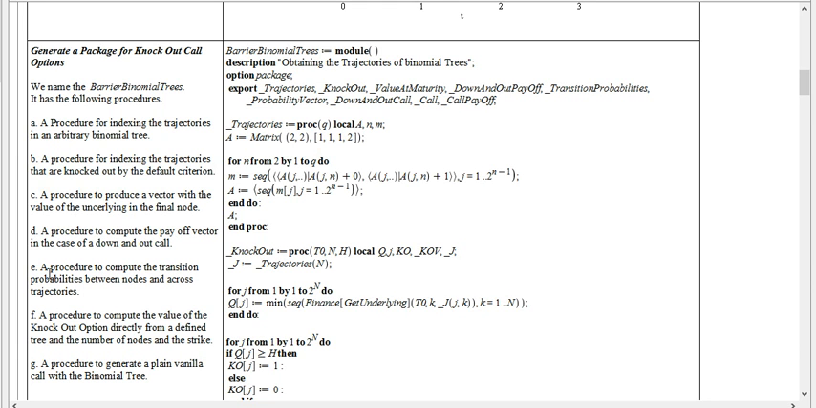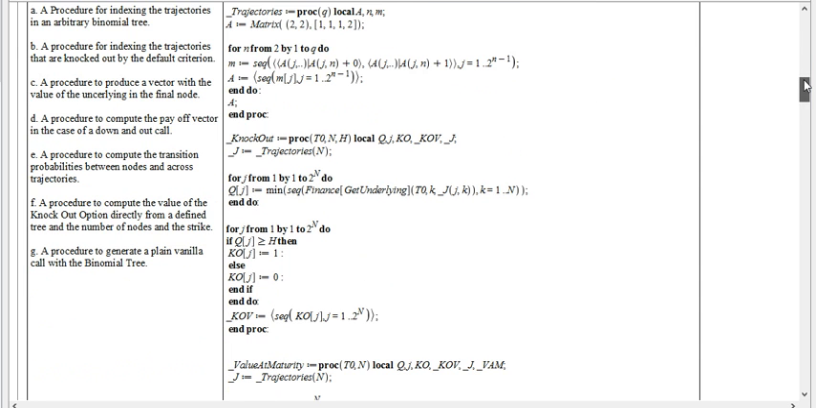Then we will, on the third procedure, look at what happens at time t, capital T, which is the maturity time. So there may be some trajectories that survived all the barrier, but some of them will reach the final node out of the money. Then we will get a final calculation assigning probabilities to each one of the nodes of what will be the down and out call. And finally, we will build procedures to compare results with a plain vanilla tree.